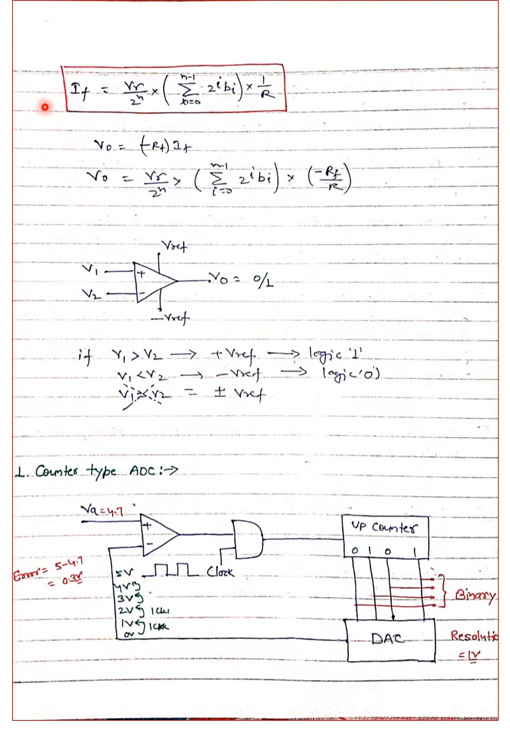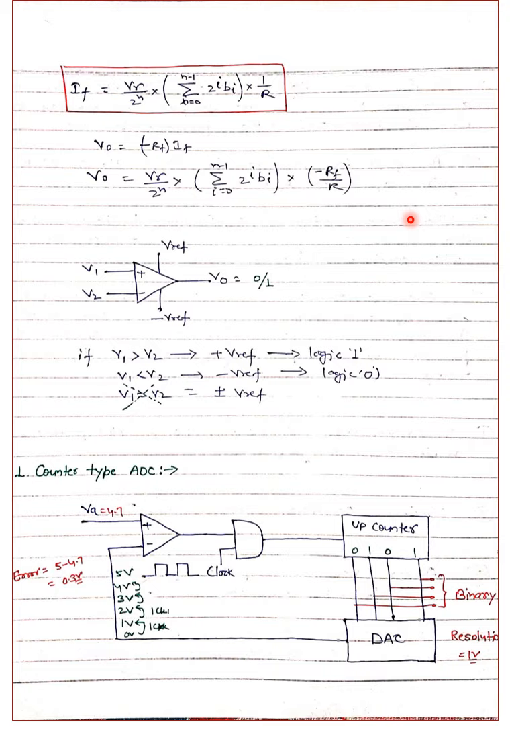Similarly, IF can also be calculated, and it comes out as VR upon 2 raised to power n into this quantity into 1 by R. So you can find the output. This is all about R2R ladder circuits. We have different configurations: inverting, non-inverting, 3-bit, 4-bit, or as many bits as we require.